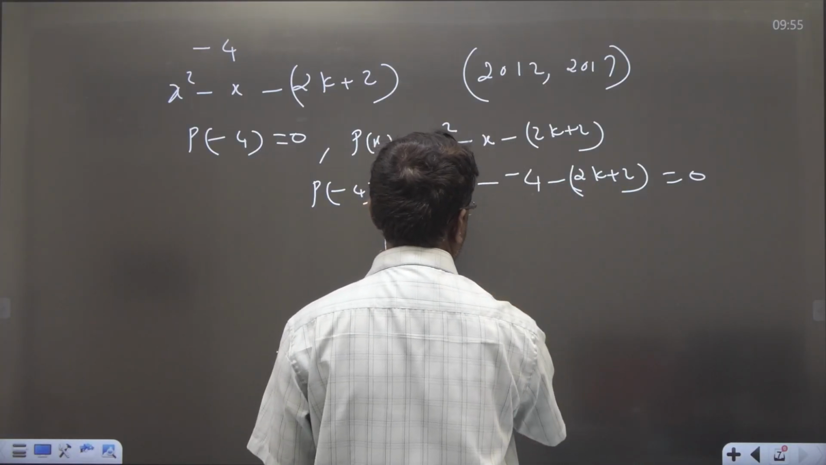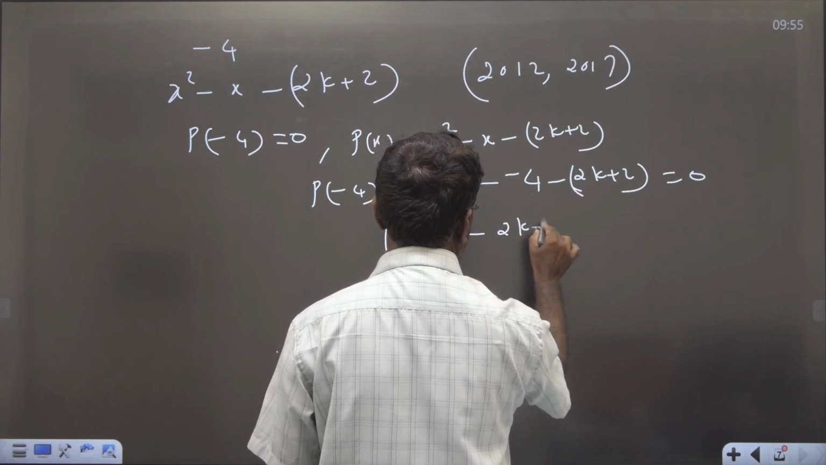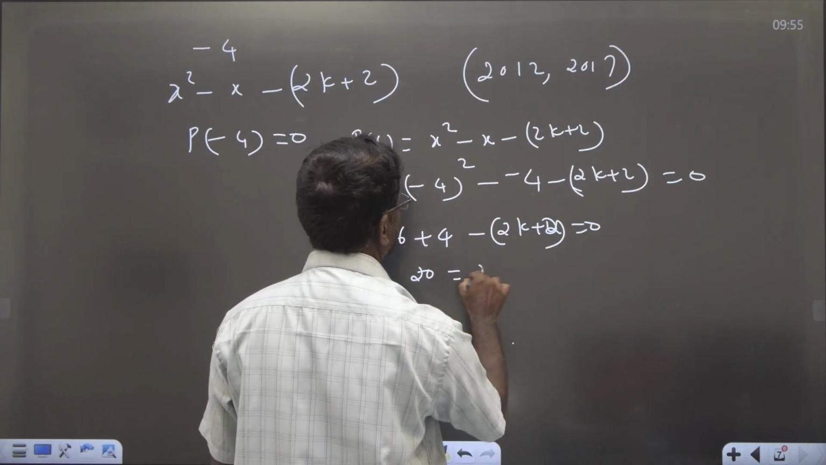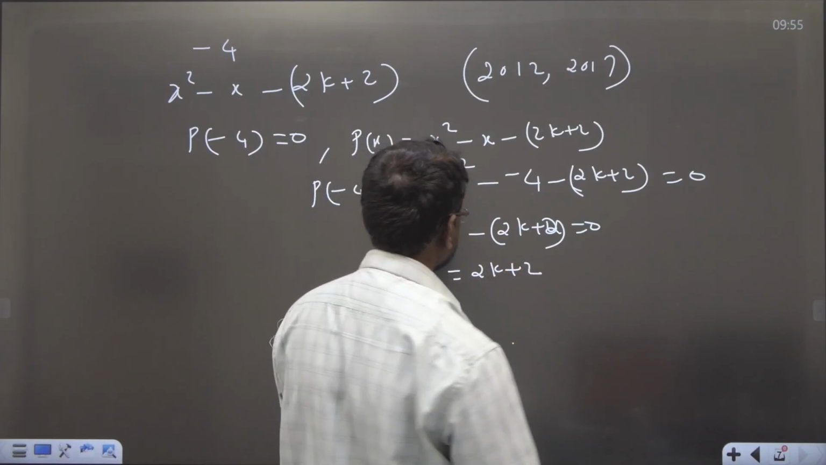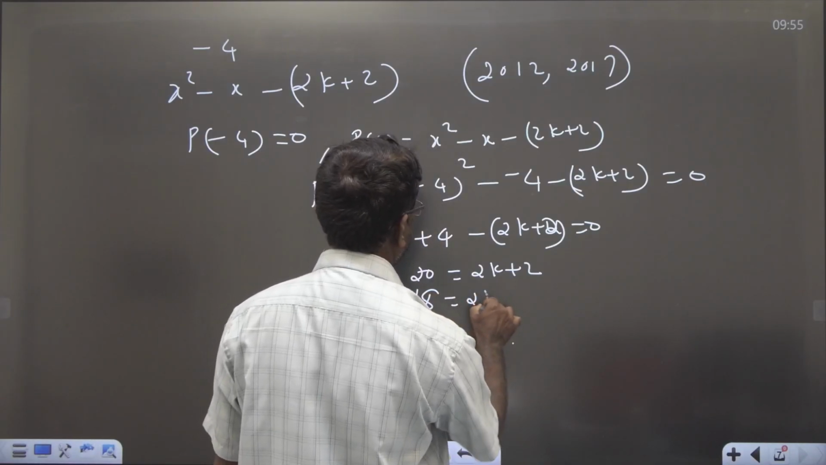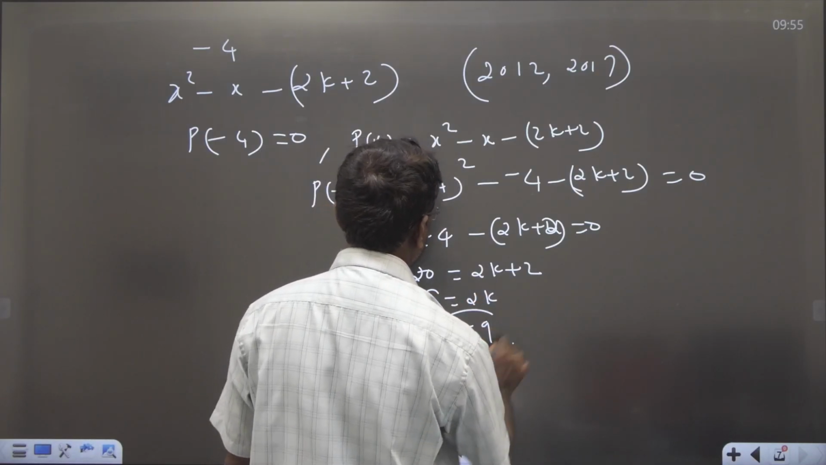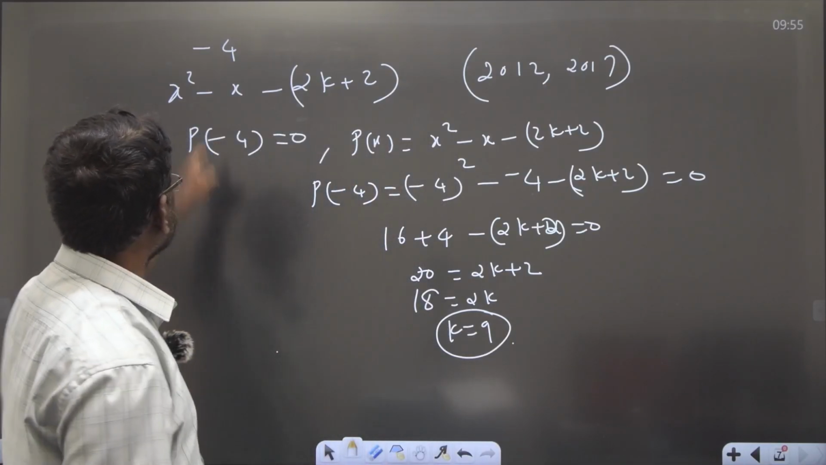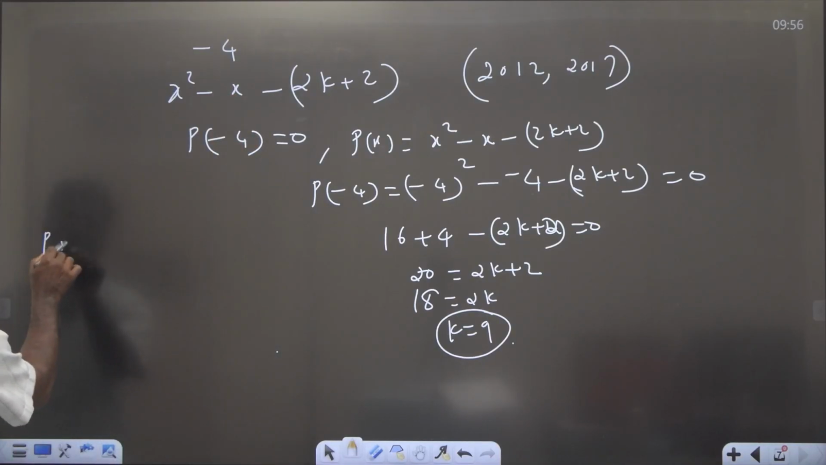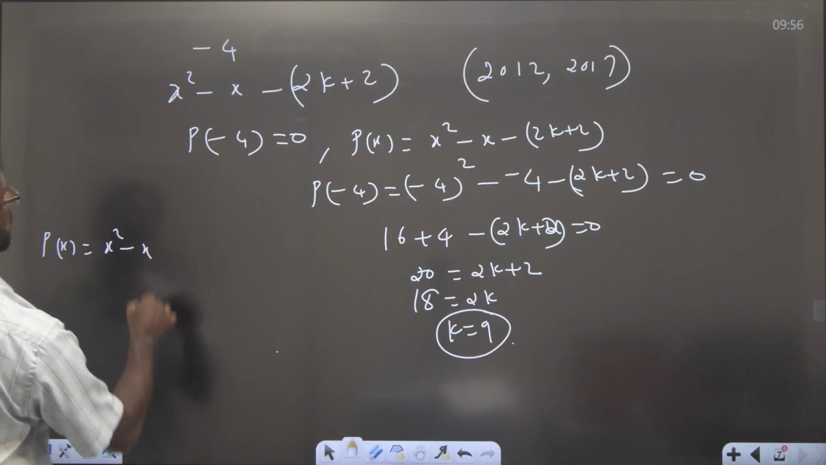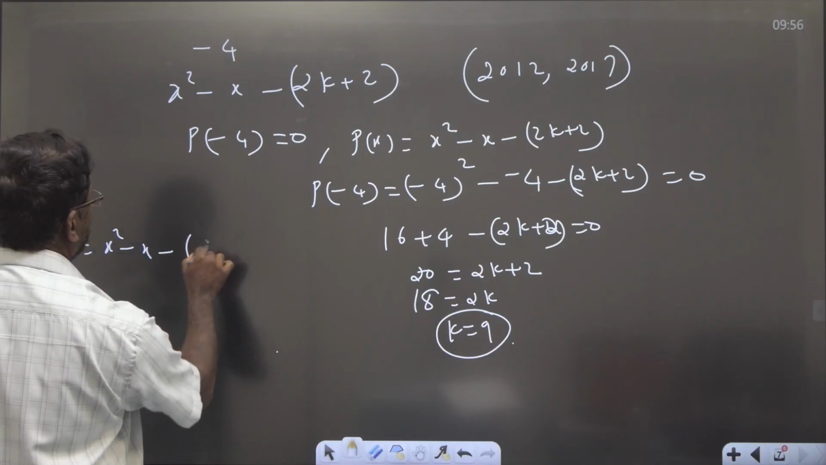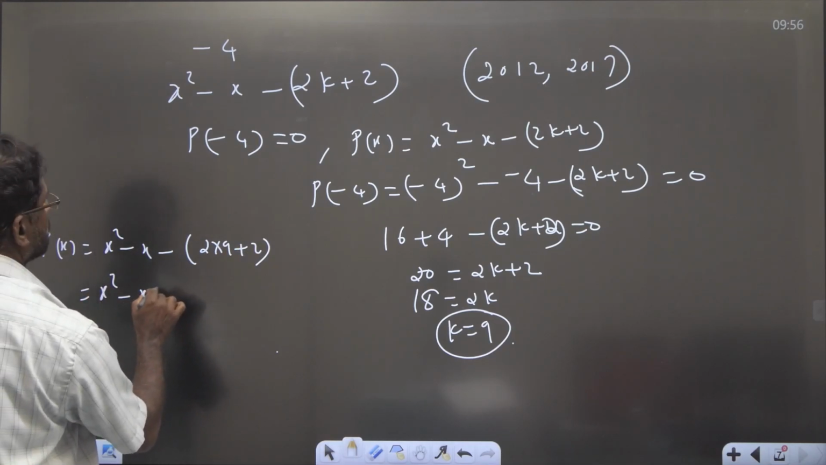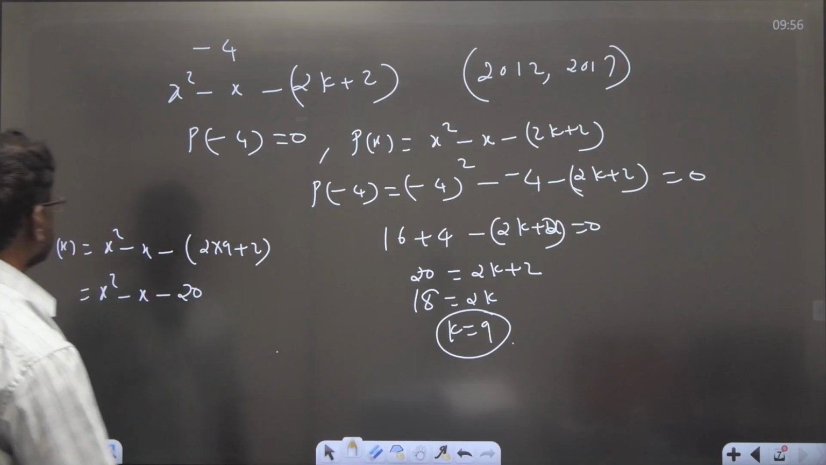We can expand this bracket, or simply 2k plus 2 equal to 0. What is 16 plus 4? 20 equal to 2k plus 2. Or 18 is equal to 2k. K is equal to 9. So we can substitute here. P of x is equal to x square minus x minus of 2 into 9 plus 2. That is x square minus x minus 20, 18 plus 2, 20.